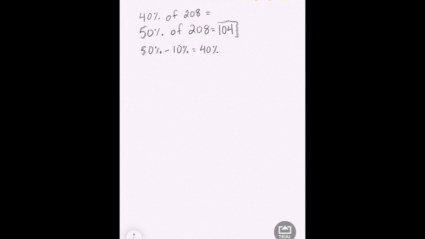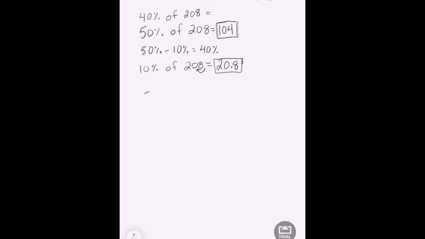Well, I already have my 50%. So to find 10% of a number, I would do 10% of 208. And when we find 10% of a number, we just take the decimal in the number and move it one spot to the left. So this would be 20.8. So now I have what 50% of 208 is and what 10% is, which is what I need to solve the question. So I have 20.8 for the 10%.